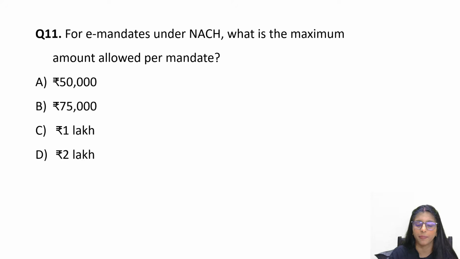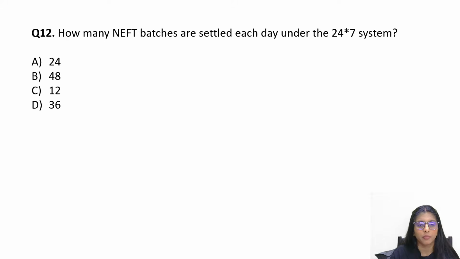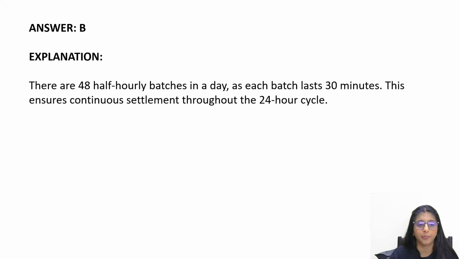Option B. For e-mandate under NACH, what is the maximum amount allowed per mandate? It is 1 lakh per mandate. How many NEFT batches are settled each day under the 24/7 system? It is 48. There are 48 half-hourly batches in a day, as each batch lasts 30 minutes. This ensures continuous settlement throughout the 24-hour cycle.